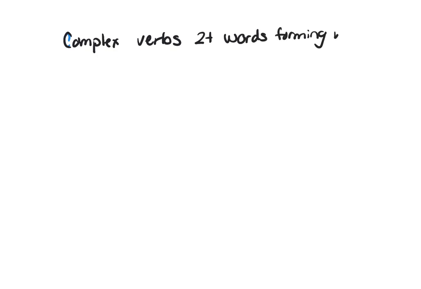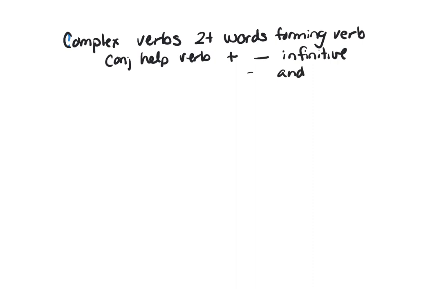One last wrinkle is what to do with complex verbs in the pronouns. A complex verb is a verb that has two or more words forming the verb. Those are all our verbs that we use helping verbs with. So it's some sort of a conjugated helping verb. And the second part ends in either an infinitive or ando or yendo, which is the other one we've done.